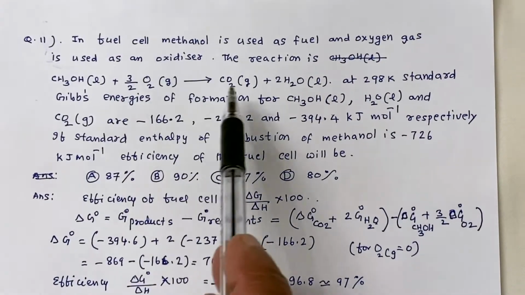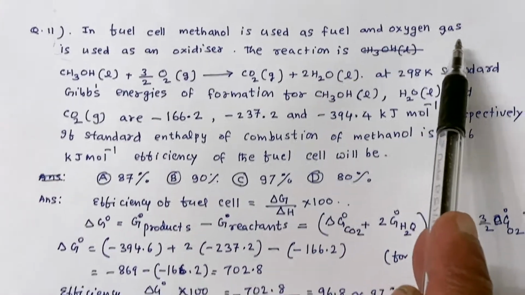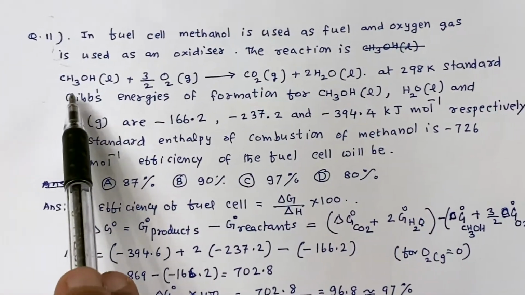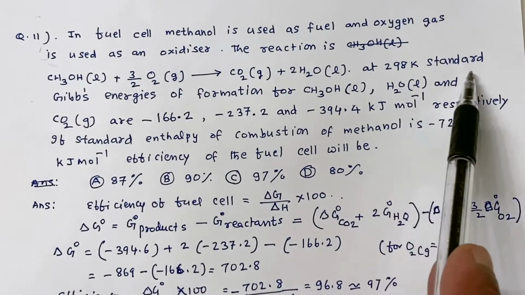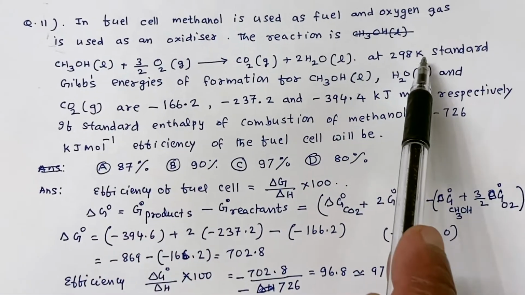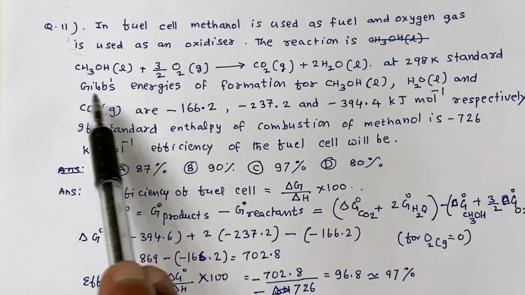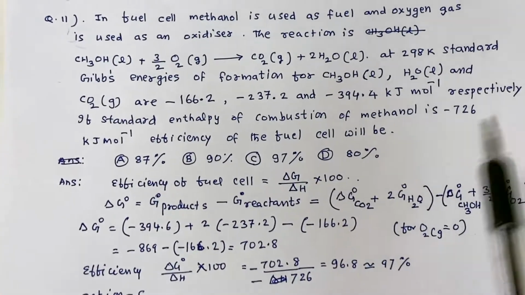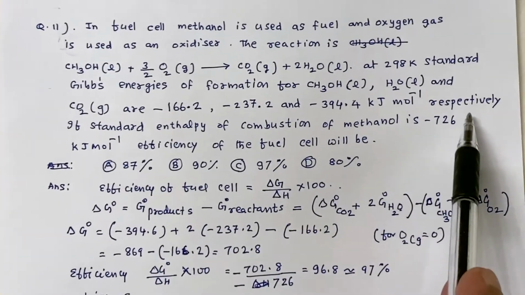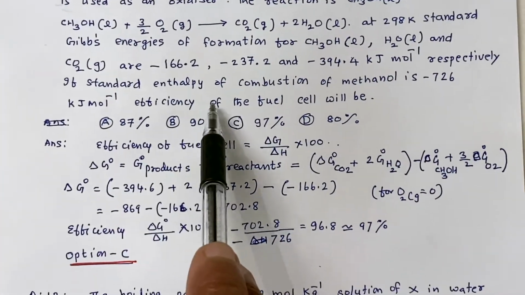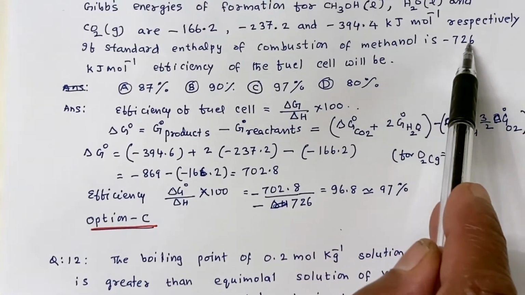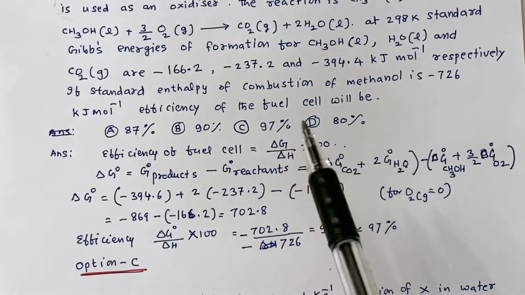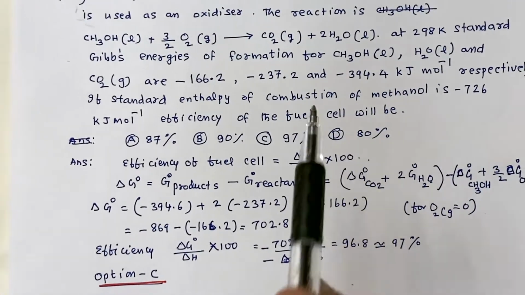In a fuel cell, methanol is used as a fuel and oxygen gas is used as an oxidizer. The reaction is given. At 298 K, standard Gibbs energies of formation of the individual species, methanol, carbon dioxide and water, are given. If the standard enthalpy of combustion of methanol is 726 kJ per mole, the efficiency of the fuel cell will be... This question looks complicated but is very easy.